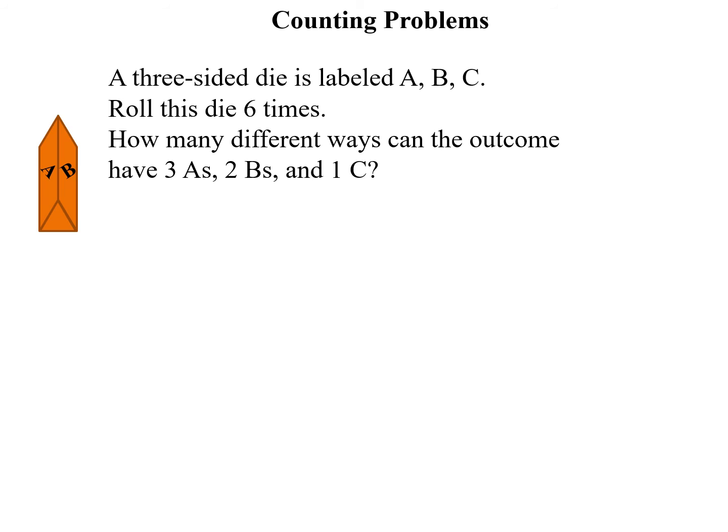If you don't like the three-sided die, then you can use this spinner. A three-sided die is labeled A, B, and C. Roll this die 6 times. How many ways can the outcome have 3 A's, 2 B's, 1 C? Well, we could list out the possibilities.